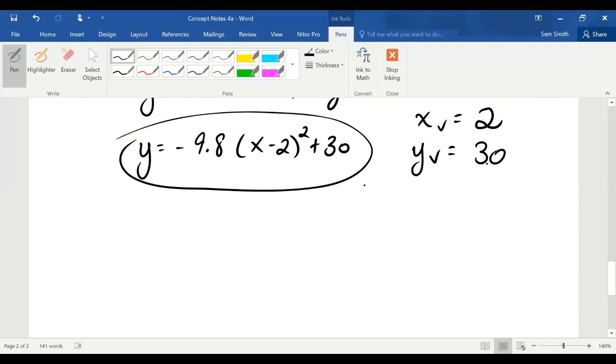I could ask you when the object falls to the ground. When, in other words, the object's height is 0. And then you could go in, replace y with 0, and solve that equation. I could ask, when was the object's height 15? You could go in and replace y with 15 and solve that. Once you have the equation set up, you can answer all kinds of problems.